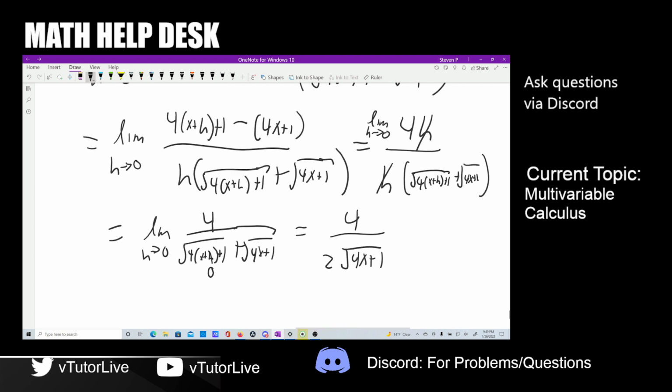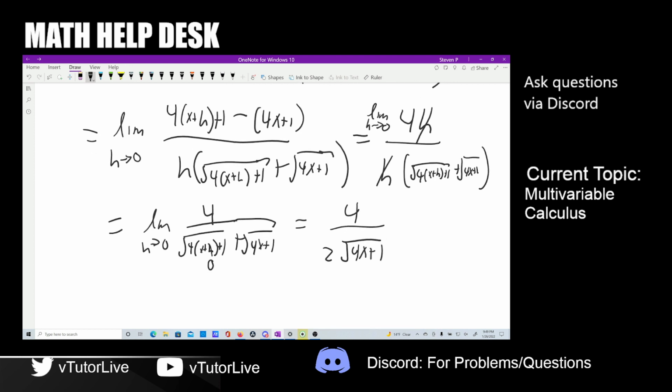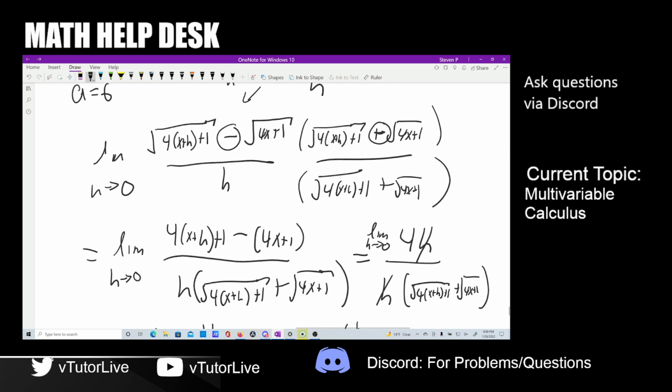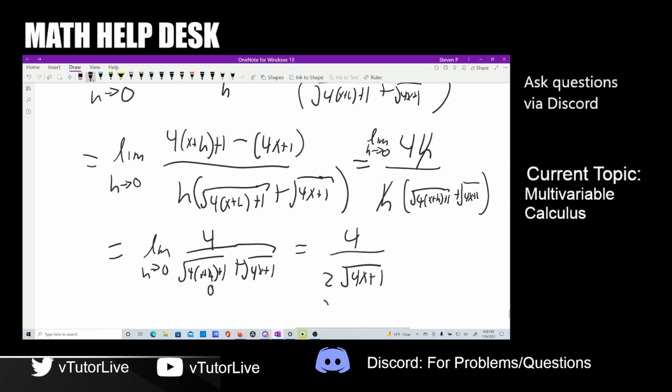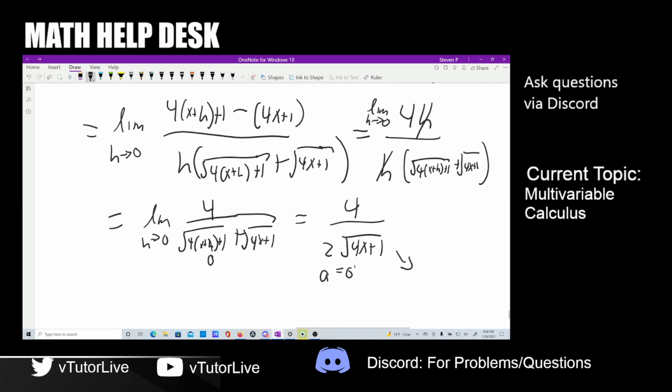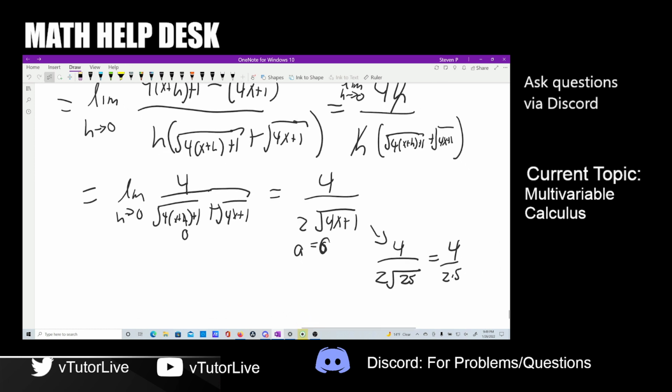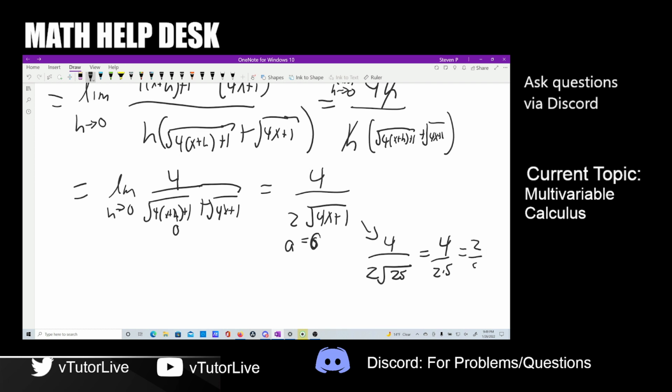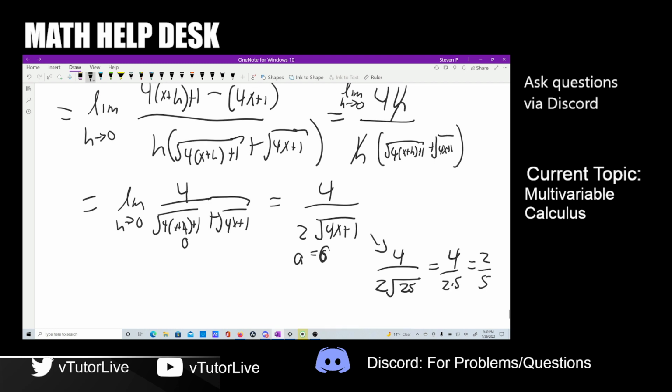My own handwriting is terrible. And then you just plug in, was it a is equal to 6? Yeah, so for a equal to 6, this becomes 4 over 2 times the square root of 25. So that becomes 4 over 2 times 5. Does that seem right? So it becomes just 2/5? Yeah, it should be correct. Okay. Hopefully that's the right answer.